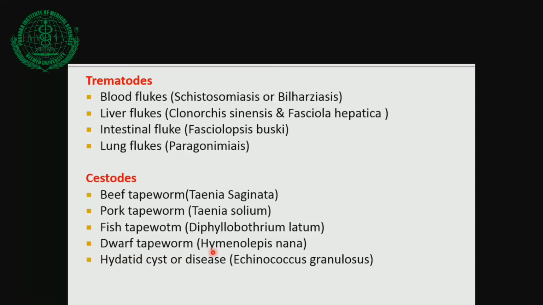Dwarf tapeworm, having a very short length, that is Hymenolepis nana or H. nana. And last is a hydatid cyst or disease, which is caused by Echinococcus granulosus. Okay, hydatid cyst particularly occurs in the liver and lung, and most of the times it requires the operative treatment. So this is all about the worms: nematode, cestode and trematode.